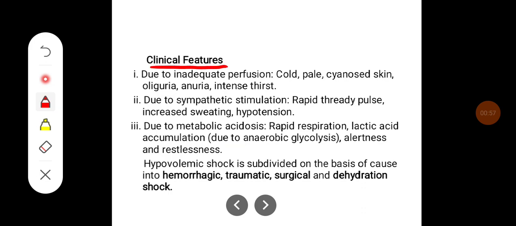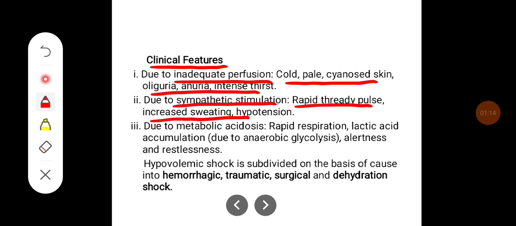Some of the clinical features which are due to the inadequate perfusion are cold, pale skin, cyanosed skin, oliguria, anuria, and intense thirst. Due to the sympathetic stimulation, there can be a rapid thready pulse, increased sweating, and hypotension. And due to metabolic acidosis, there can be rapid respiration, lactic acid accumulation, which occurs because of the increased anaerobic glycolysis, and alertness and restlessness.